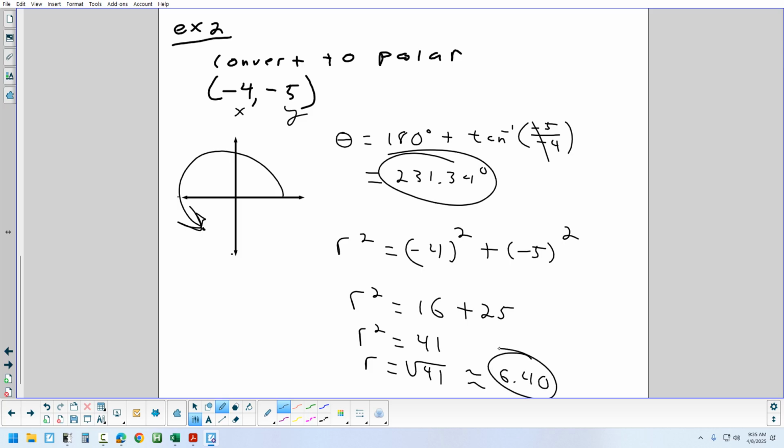Okay. So writing this point in polar, you would do 231.34, comma, whoops, other way around. 6.4, comma 231.34.